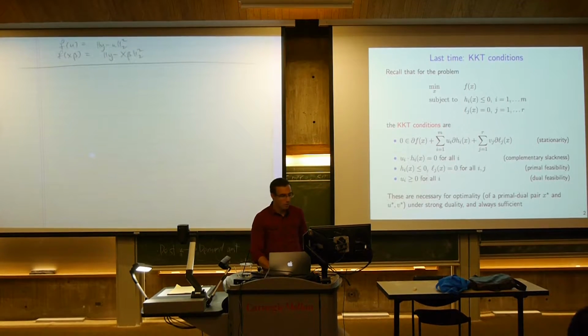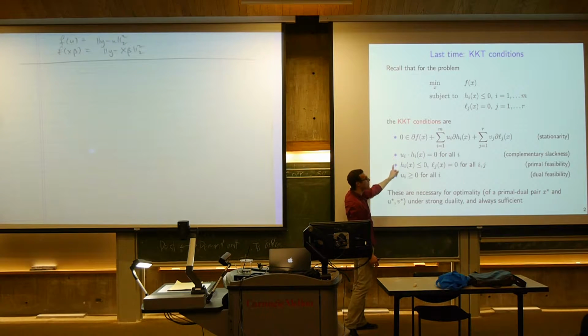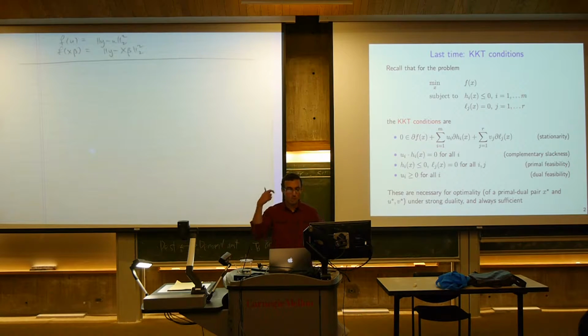So if these 4 conditions hold, then we saw that that's always sufficient for implying optimality. If you can satisfy these 4 conditions, then what we proved is that the duality gap is 0, which means that x must be primal optimal and u, v must be dual optimal.